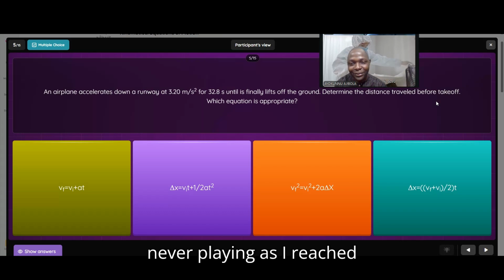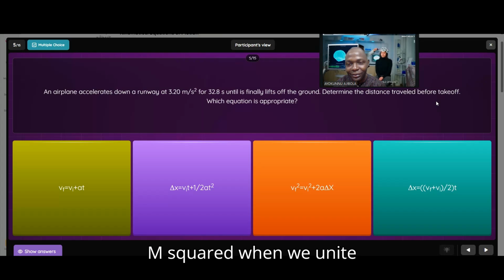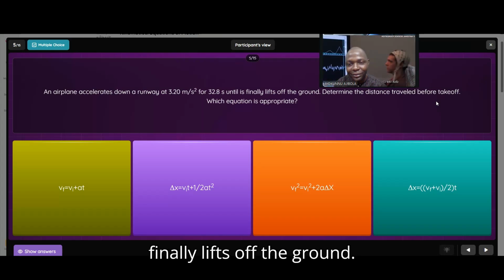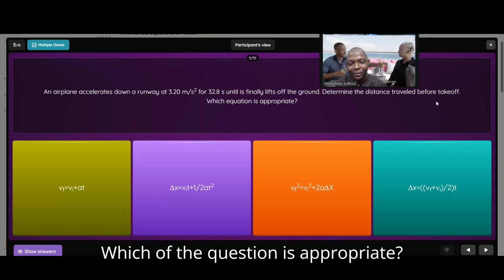An airplane accelerates down a runway at 3.20 m/s squared until it finally lifts off the ground. What is the distance traveled between takeoff? Which of the equations is appropriate?